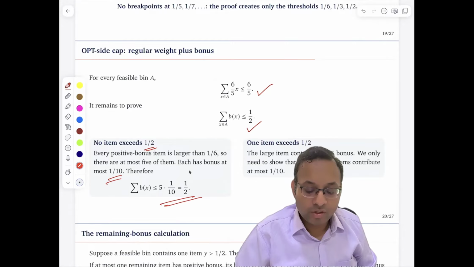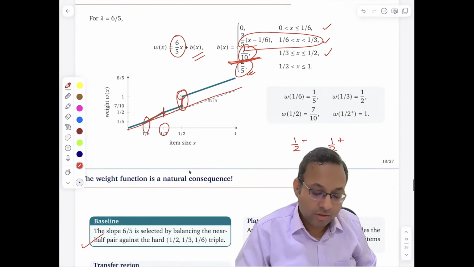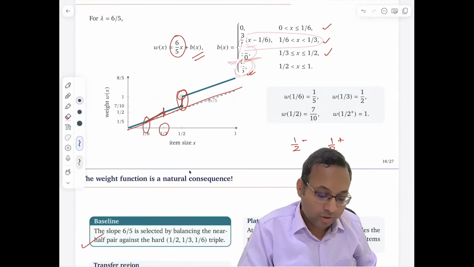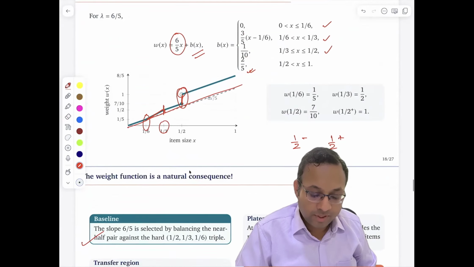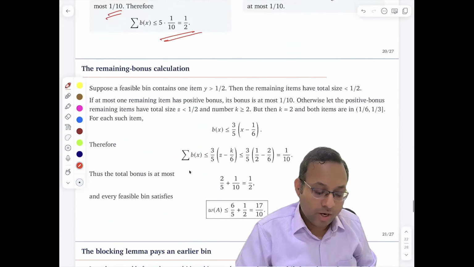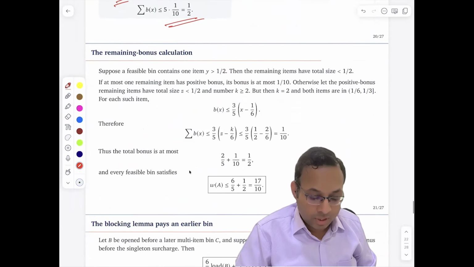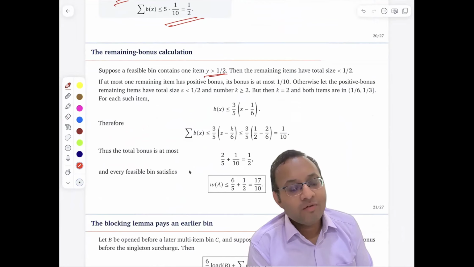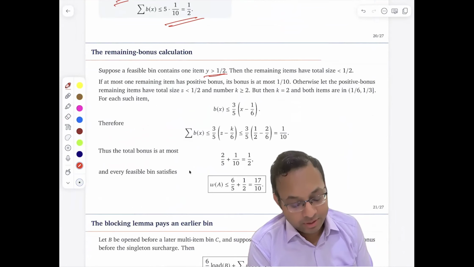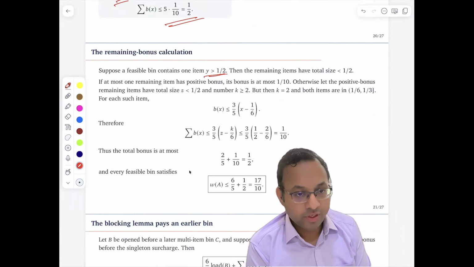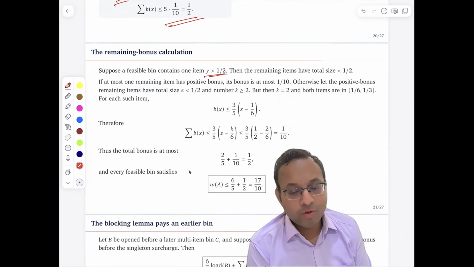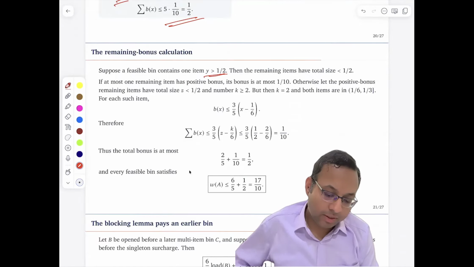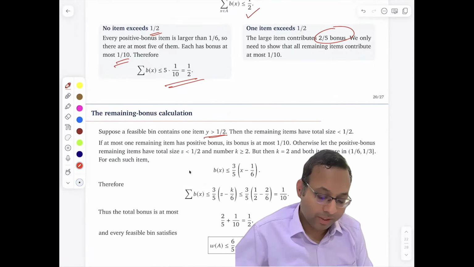If there is an item which is crossing half, then that large item will already give you 2/5 bonus, as we see here. It's a 2/5 bonus. But then we can conclude that if I look at such bins, there are two cases. The remaining items are at most size half, and there can be one or two items with positive bonus. If there is only one item with positive bonus, we know the bonus is at most 1/10. The sum of this 2/5 plus 1/10 is less than half.